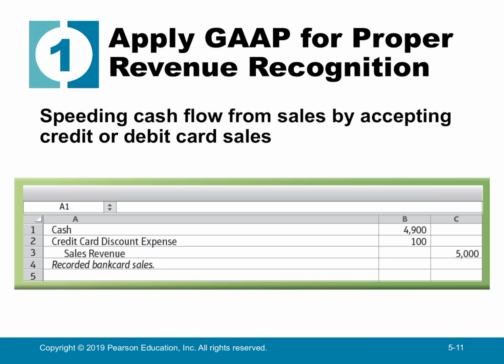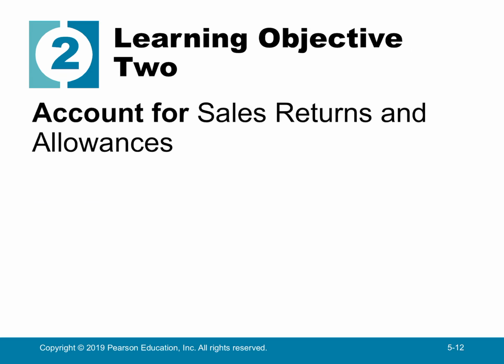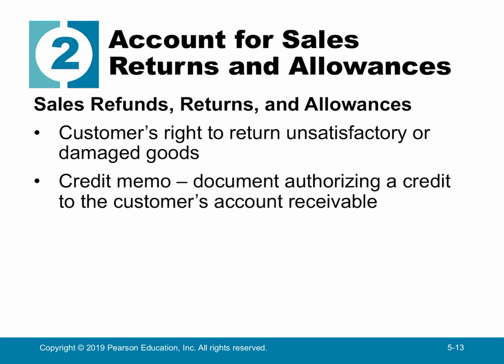So here we go again. This is just cash of $4,900, paying the $100 to the credit card fee, and then having sales revenue of $5,000. So let's look at sales returns and allowances.